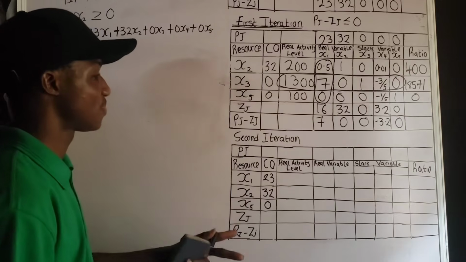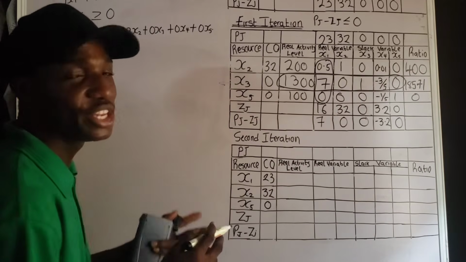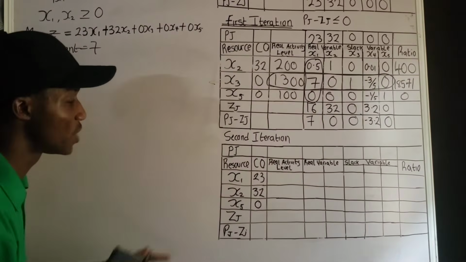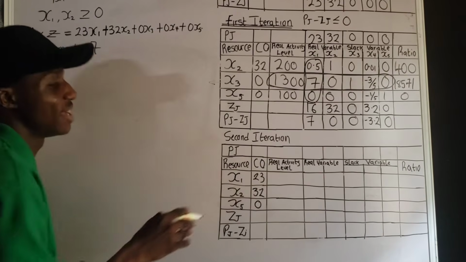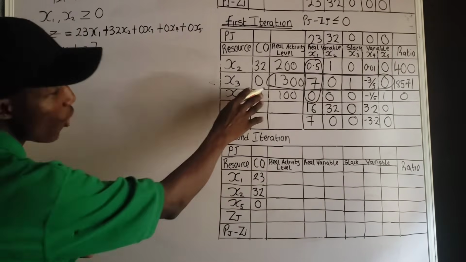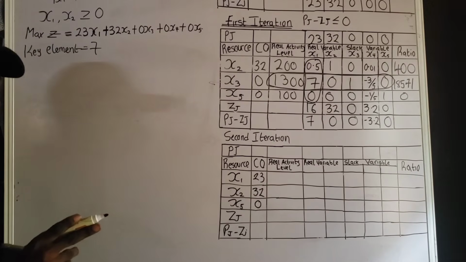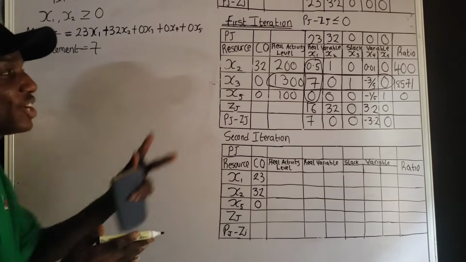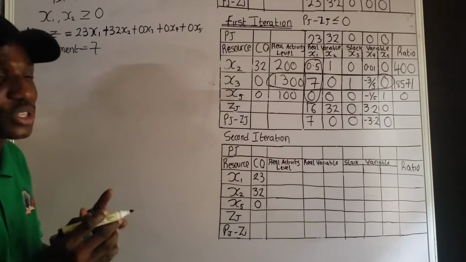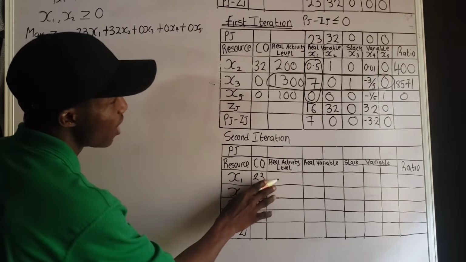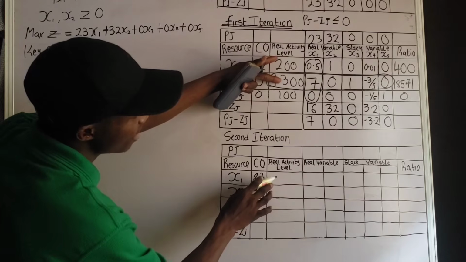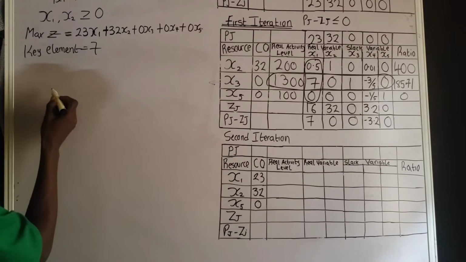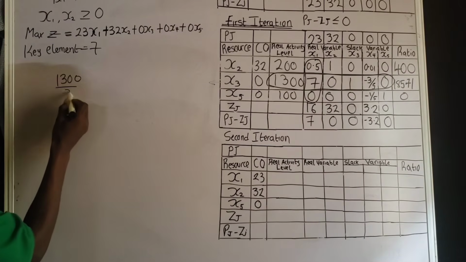Okay, now the next thing is to get the new value for these cells. Don't forget that x1 is our entry variable. To get the new value of row x1, I'm going to divide the key row by the key element. You understand? That is, to get the new value for this row, I'm going to divide the key row, which is this, by the key element, which is 7. So to get the new value for these cells, the corresponding key row value is 1300. So I'm going to divide 1300 by 7. 1300 all over 7, the answer is what?